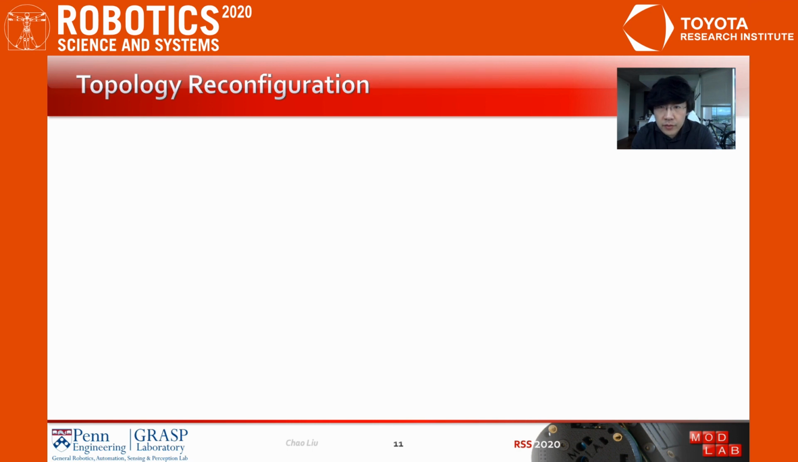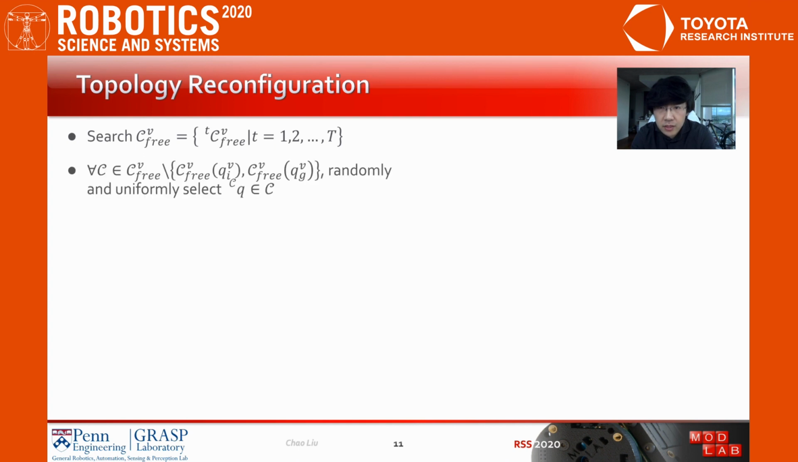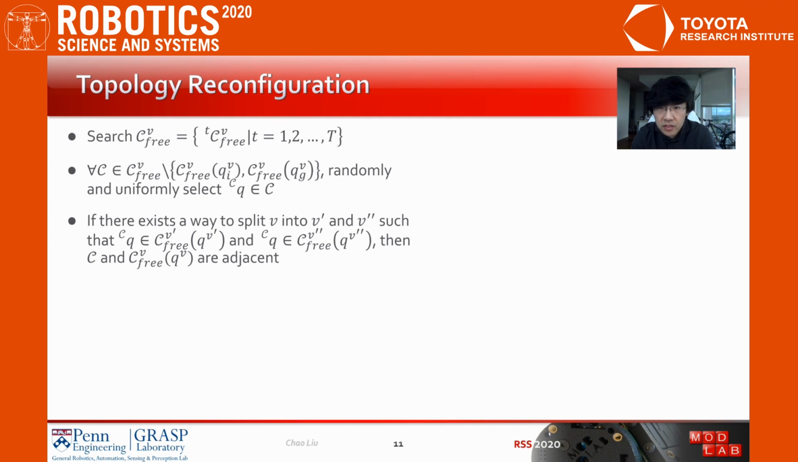When doing topology reconfiguration planning, we first compute all the enclosed subspaces for a given node, then randomly and uniformly pick a position for these enclosed subspaces. And if there exists a way to split the node into two such that this node can go from one enclosed subspace to another one, then the two enclosed subspaces are adjacent.